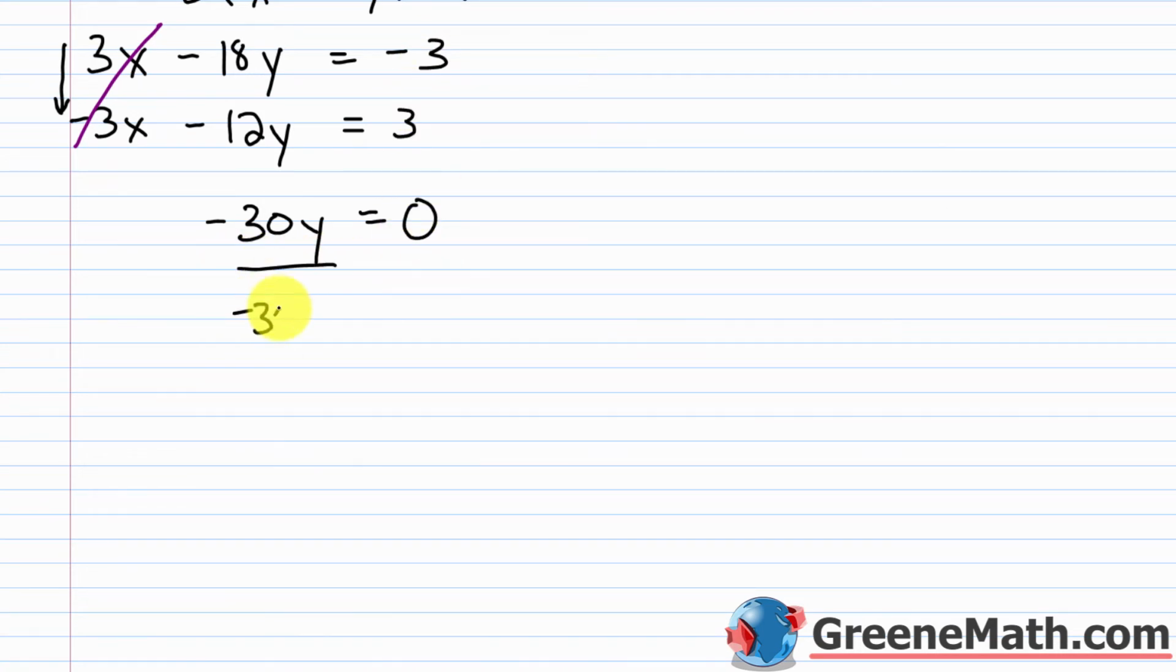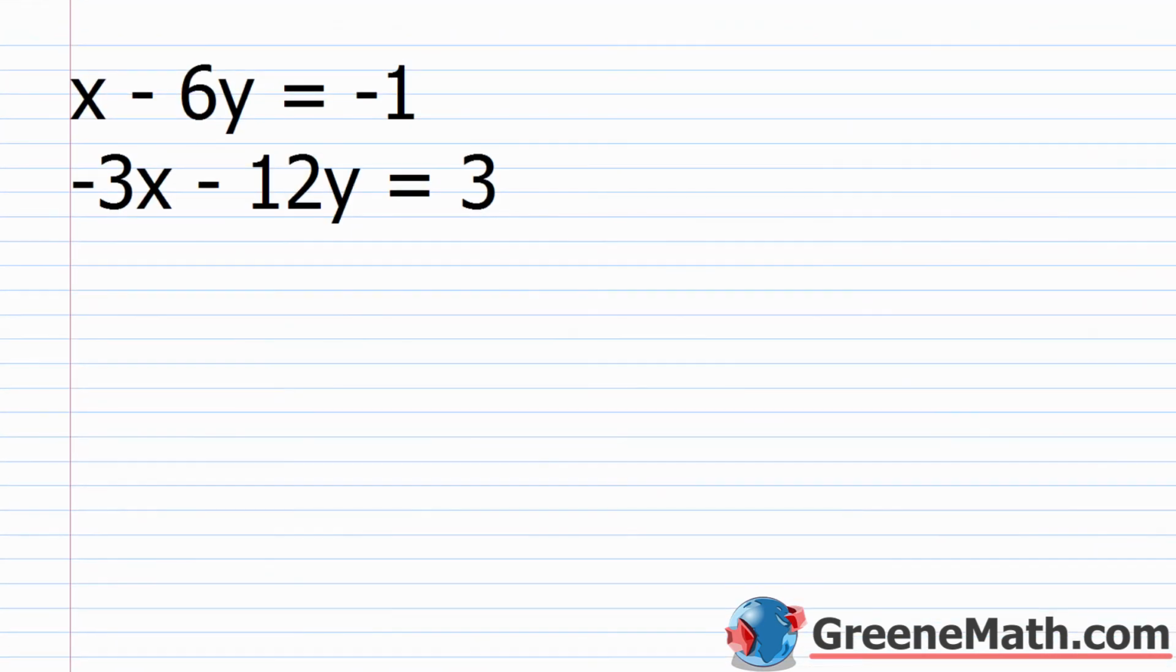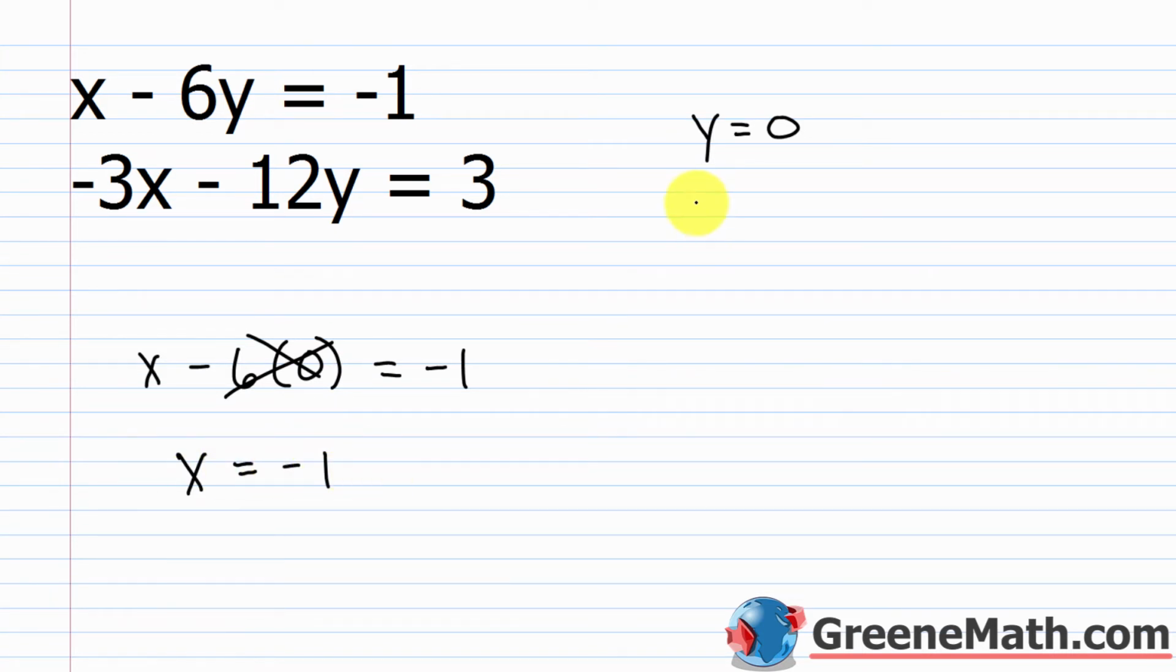Divide both sides of the equation by negative 30, and you get that y is equal to 0. All right, so we know that y is equal to 0. And again, once I have that information, I can plug that back in for y in either original equation. Doesn't matter which one. So let's plug it into the first one. So I would have x minus 6 times 0, just plugged in a 0 for y, equals negative 1. So 6 times 0 is 0, so I can cross this out, and I would have x is equal to negative 1. So that's the ordered pair negative 1 comma 0.